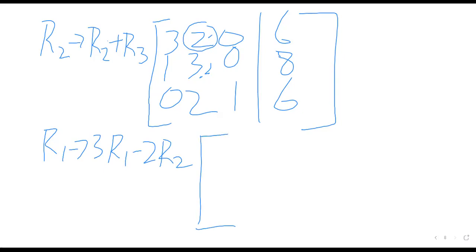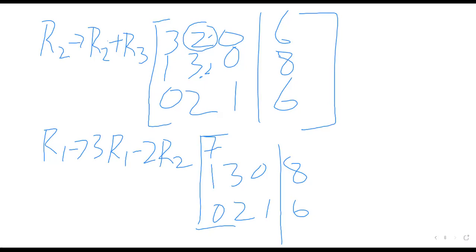So let me do that. I'm working for row 1. So let me put row 2 down, 3 0. Let me put row 3 also down, 0 2 1. And then let me put the 8 and then the 6 down. So it's left with the top. So 3 times row 1, 3 3 9. 9 minus 2 row 2. So 9 minus 2 is what? 7. I put it here.